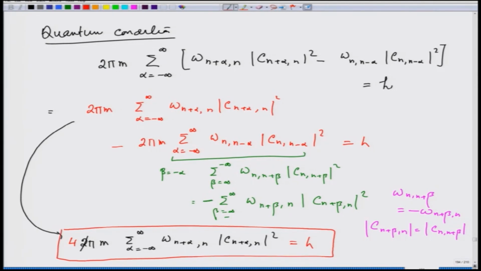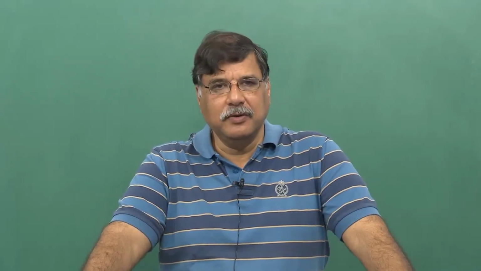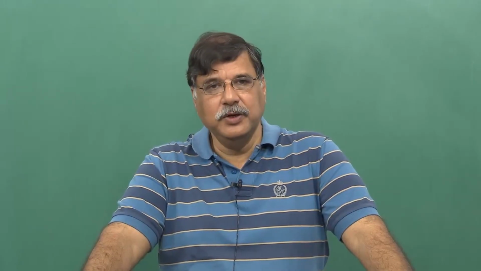So, we have all these c n's and omegas, we have the quantum condition in terms of them, and now we need to apply these conditions to calculate c and omega, which we will do in the next lecture.